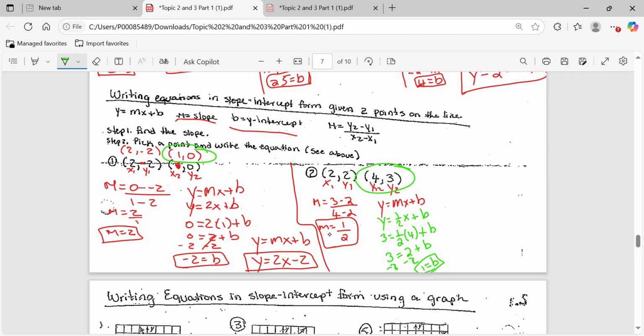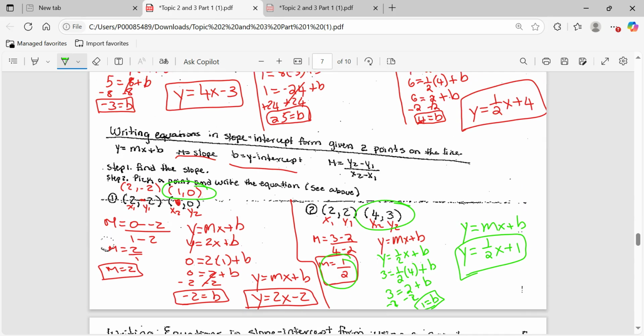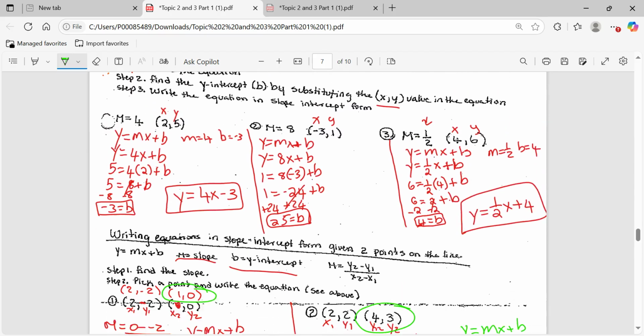So now I know my slope is 1/2 and my y-intercept is 1. So my equation is y equals my slope, which is 1/2 x, and my b, my y-intercept, which is 1. So now you should be able to write those equations given 2 points, and they love 2 points. We need to know absolutely how to write an equation from 2 points.